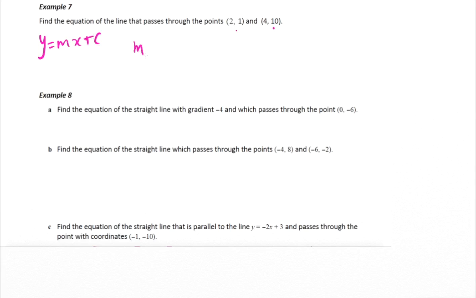So what I can find from these two coordinates over here, given that neither of them are the y-intercept, is the gradient. Exactly the same as what we just did before, labeling your coordinates, x1, y1, x2, y2. Then we want to go y2 minus y1, so 10 minus 1 over x2 minus x1. 10 minus 1 is 9, and 4 minus 2 is 2. So that means m is equal to 9 over 2. So far I have, for my equation, 9 on 2x plus c. Now what I need to do is find c.